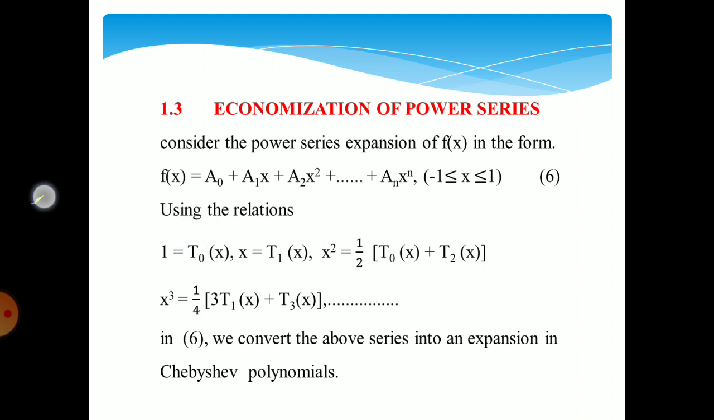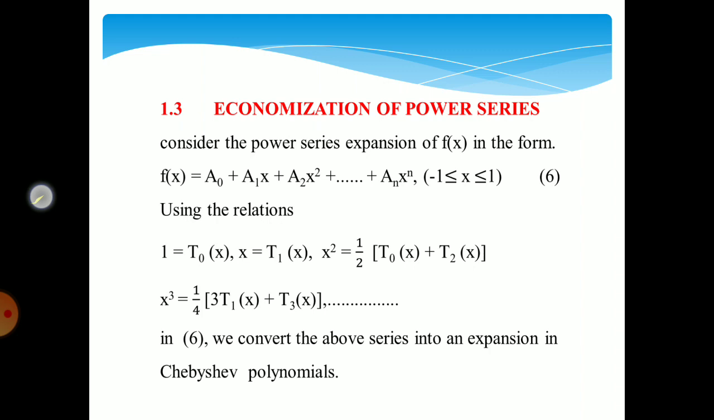We know that 1 is equal to T0(x), x is equal to T1(x), x square is equal to half (T0(x) + T2(x)), x cube is equal to 1 by 4 (3T1(x) + T3(x)), and continuing like this. We shall substitute all these values of powers of x in the power series given by equation 6. Equation 6 can be converted in terms of Chebyshev polynomials.